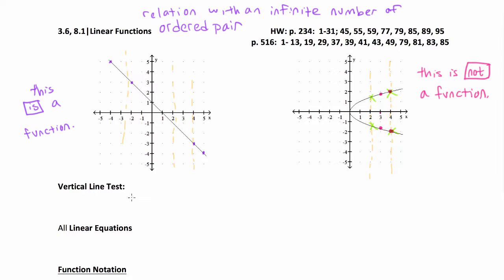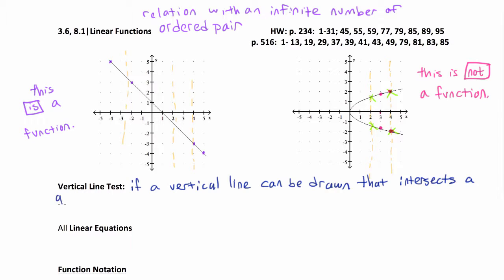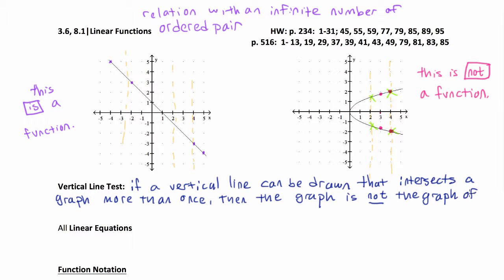So if a vertical line can be drawn that intersects a graph more than once, then the graph is not the graph of a function.